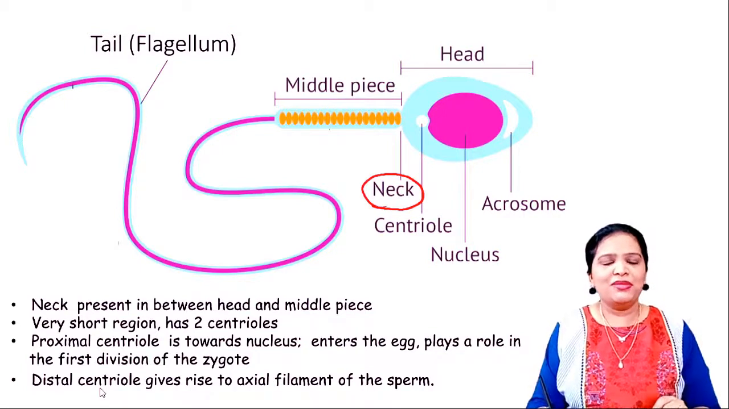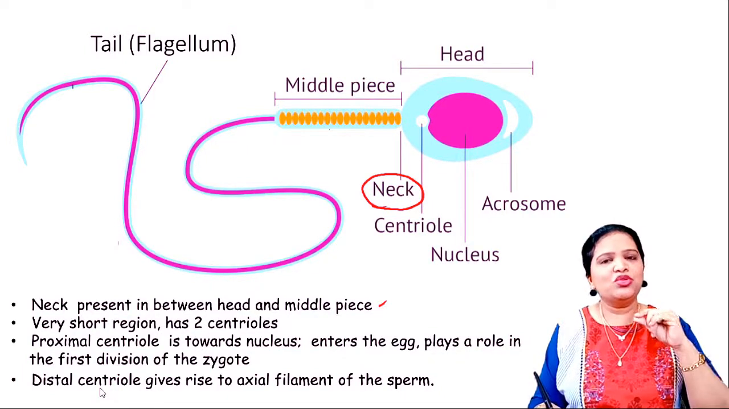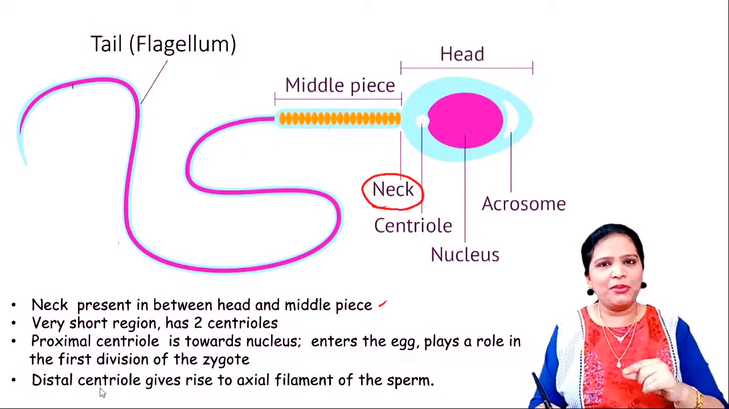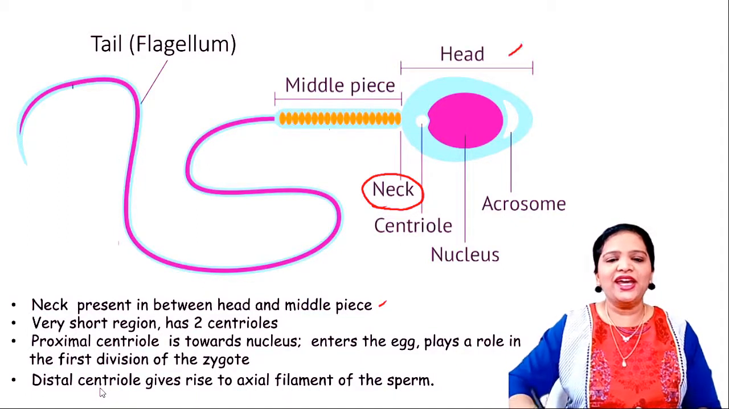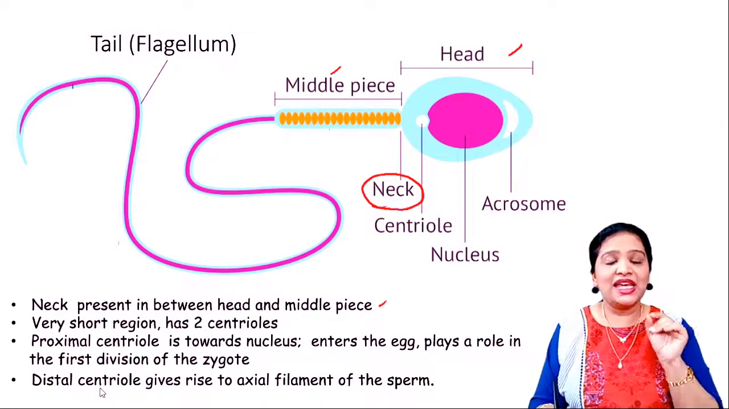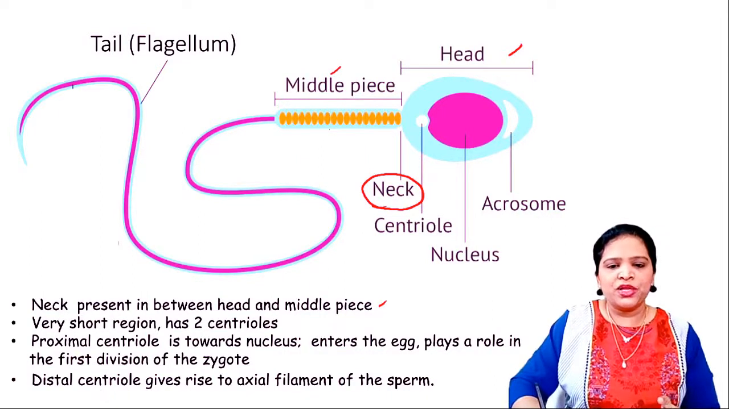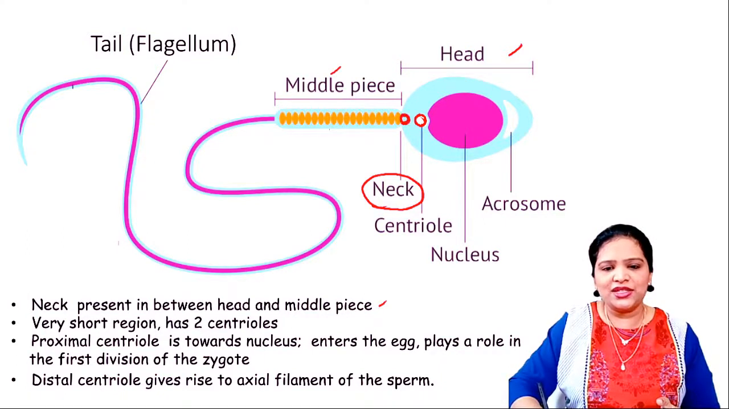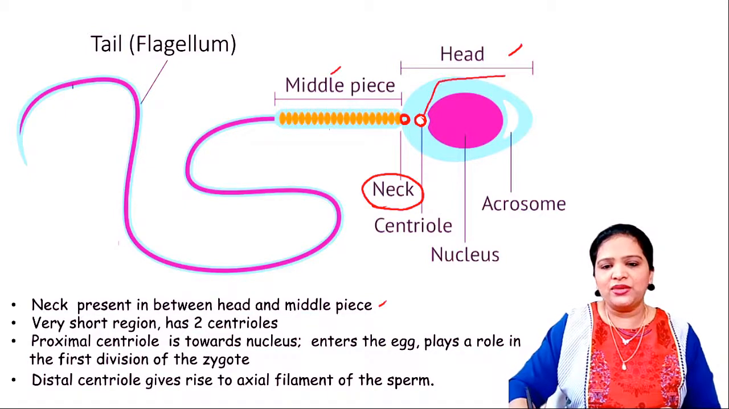How will the sperm neck part be? It is a very short region. We could not mostly differentiate the neck part because it is very short and it is the connecting part between the head and the middle piece. Okay. What is present in the neck region? They present two centrioles. Okay. So one is the proximal centriole and another is the distal centriole.